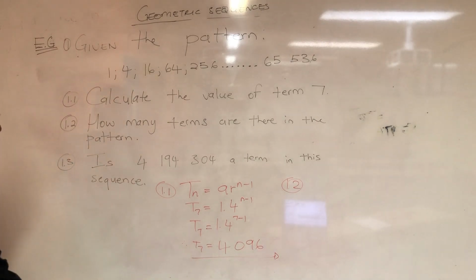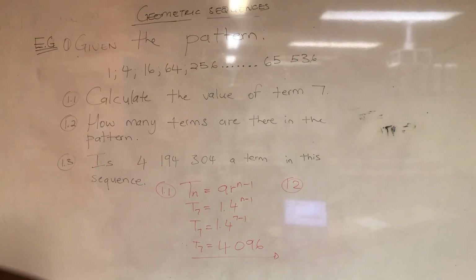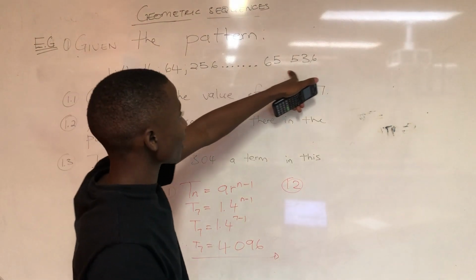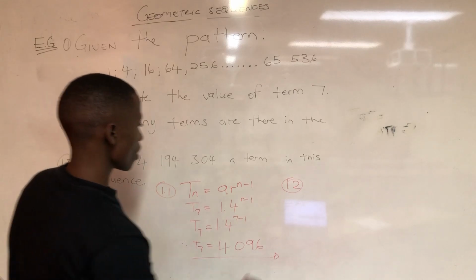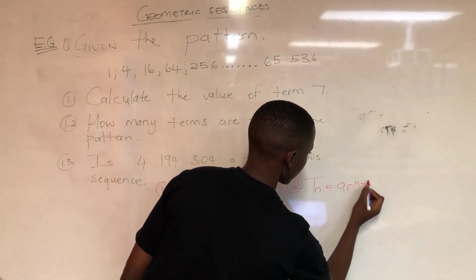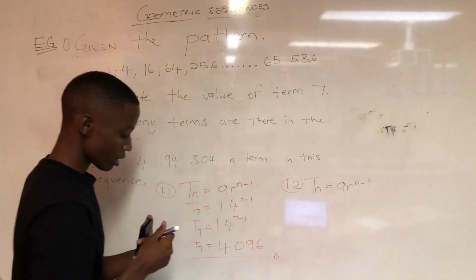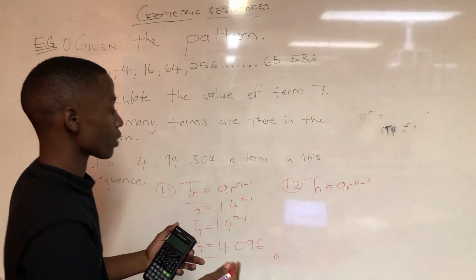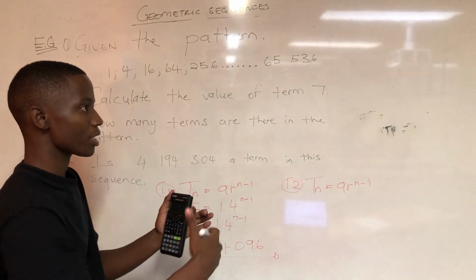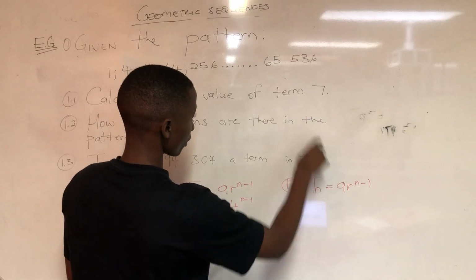1.2 says, how many terms are there in the sequence or in the pattern? I told you that this is the last term, so we're just going to simply say Tn is equal to A times R to the power of n minus 1. So for the last term, we're looking for n, so that you can know how many terms are in the sequence.